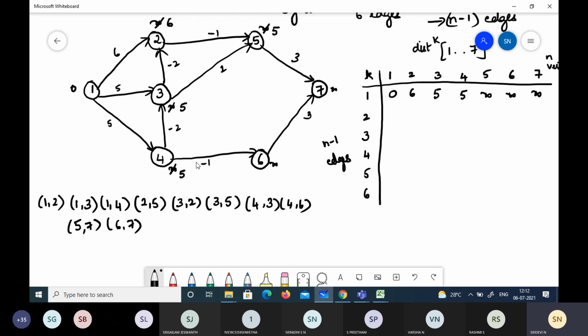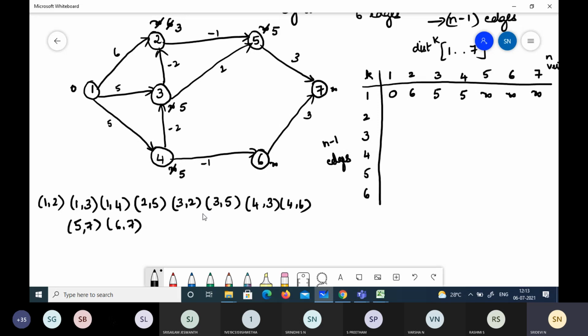Then consider the next stage, 3 to 2. Okay, 3 to 2. So 3 to 2 is 5 minus 2. The new value is 5 minus 2, which is 3. And the old value is 6. So which one do you consider as the smallest among 5 minus 2, 3 and 6? Which is the smallest? 3 is the smallest. Hence what we do? We will just replace this value with 3.